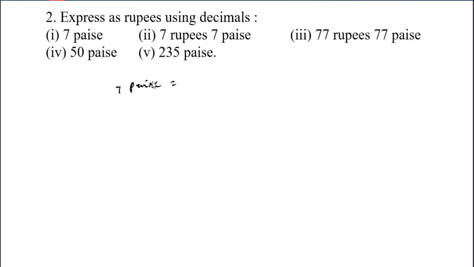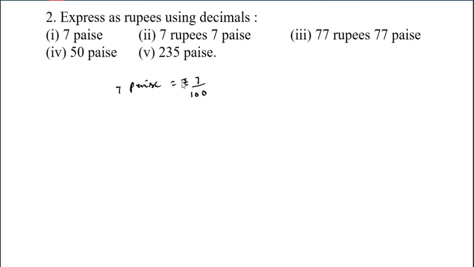While converting a lower unit to a higher unit, we use decimals. Therefore, to convert paisa into rupees, what will we do? We must divide by 100. Why? Because in 1 rupee, how many paisa are there? 100 paisa. If you divide by 100, we get rupees.